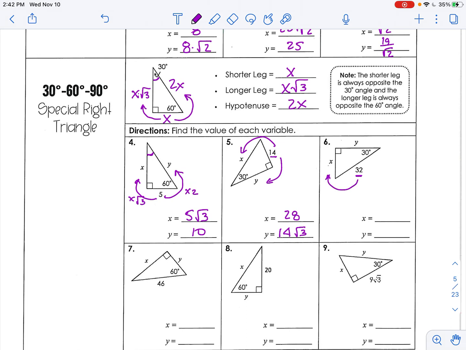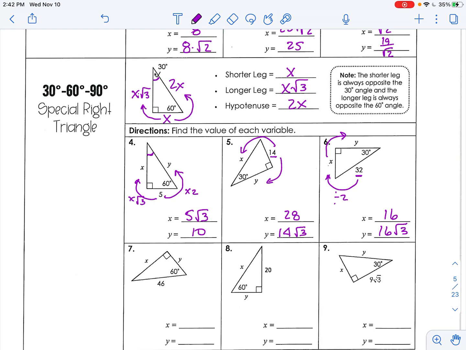So I'm going to run here. If I go there, I know that I multiply by 2 to go from the short side to the hypotenuse, so here then I'm going to divide by 2 to go back. So that's not too bad, 16. Now once I get 16, I can wrap around here and get the long side using the same process. It is root 3 longer, so I'm going to get 16 root 3. Okay, so hopefully that kind of makes sense.